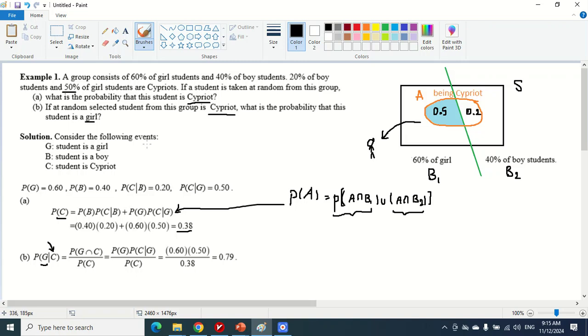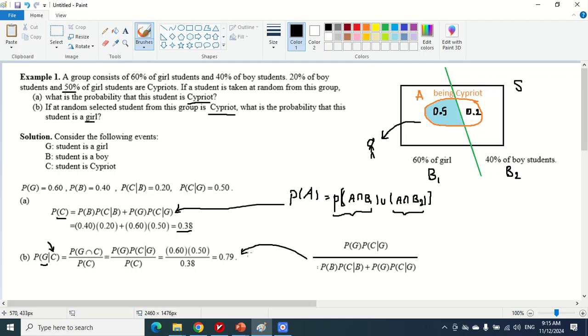So I put this expression at the denominator. At the numerator I select one part of that, which is the probability of being a girl, because they asked for this part. We just put this part at the numerator. So this calculation leads us to this formula, and we can calculate it. It's going to be 0.79.